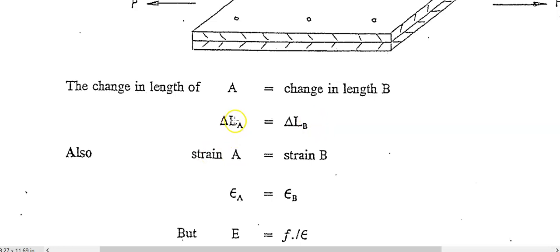Right, and remember, if we cast back to the previous lecture, changing length was given by delta L. I made it a small l, a big L is okay, it's the same thing. So delta L of the one material is equal to delta L of the other material. Delta L A is equal to delta L B. Also, because they are changing shape by the same amount, the strain in A is equal to the strain in B.